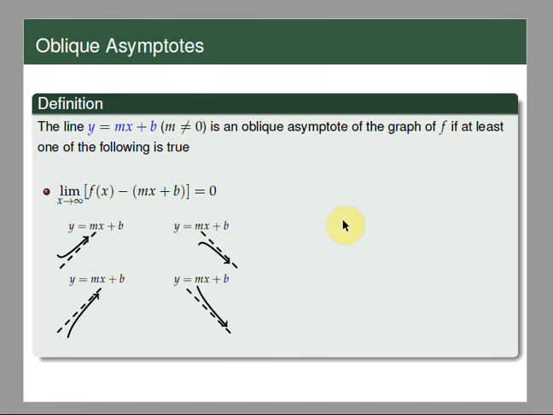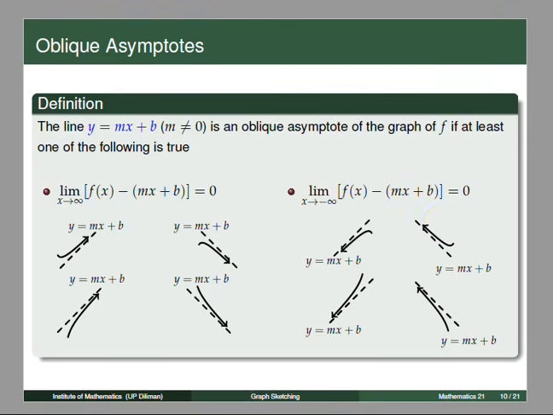Nice! Another thing is if the limit as x approaches negative infinity of f of x minus the quantity mx plus b is equal to 0. So this is similar, but in this case, x gets smaller and smaller, or we are looking at the function going to the left indefinitely, as shown in the following diagram. So as the function goes to the left, it gets nearer and nearer, or becomes asymptotic, to the line y equals mx plus b. Great!